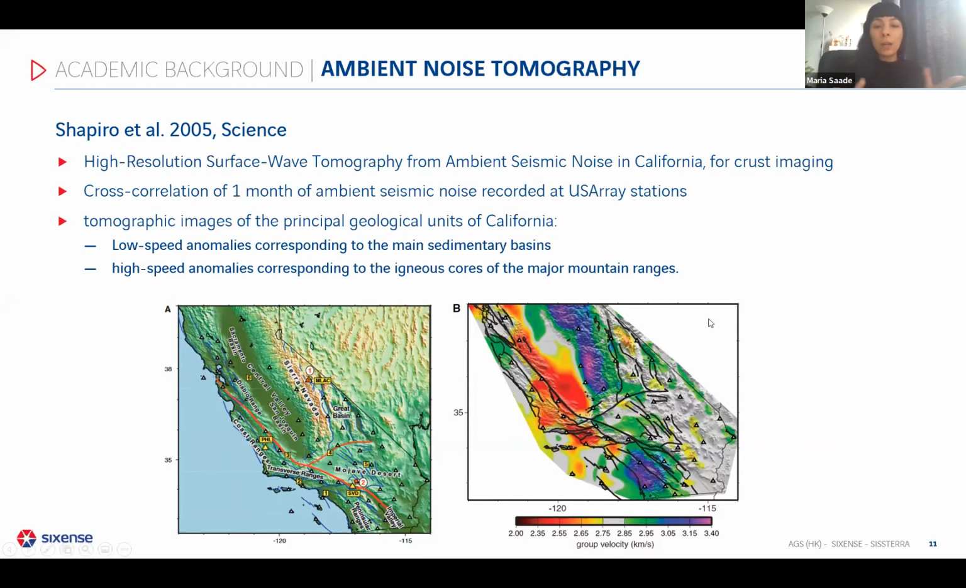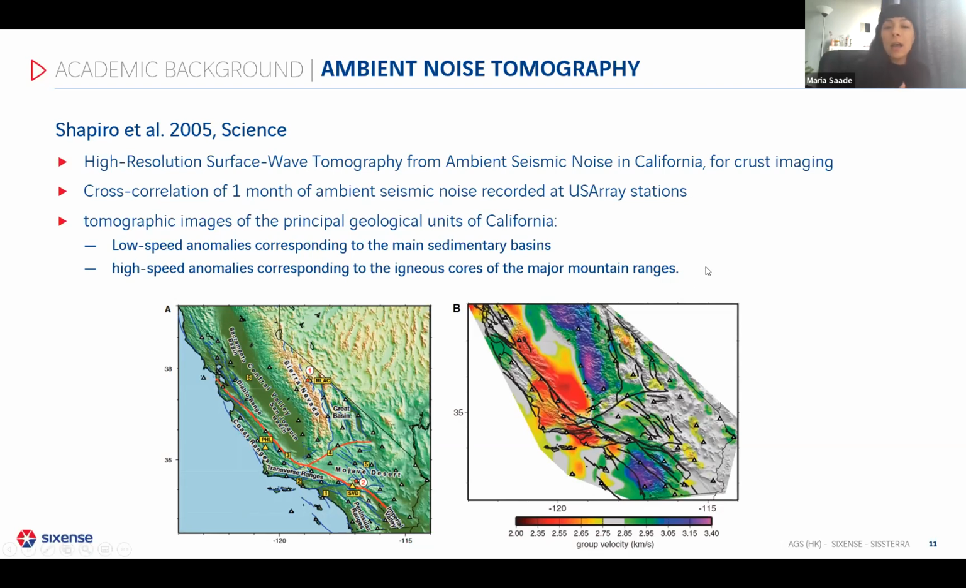So here, of course, it's a larger scale. The noise that we use is not the noise that is emitted at a smaller, urban scale. It's mainly what we call the microseismic noise. It's a noise emitted by larger sources that are mainly the interaction of ocean waves with the soil. What they did observe here is velocity anomalies, the different colors, that they related to the main geological structures, in particular low velocity anomalies that might correspond to the main sedimentary basins, and high speed anomalies that might correspond to the major mountain ranges.